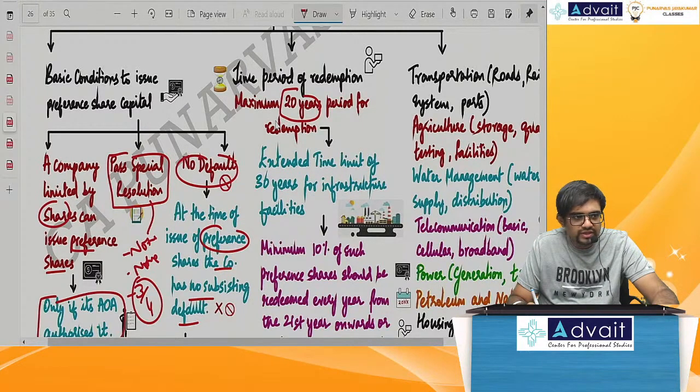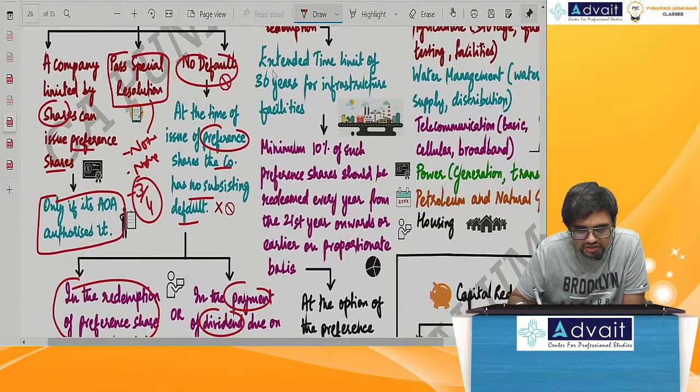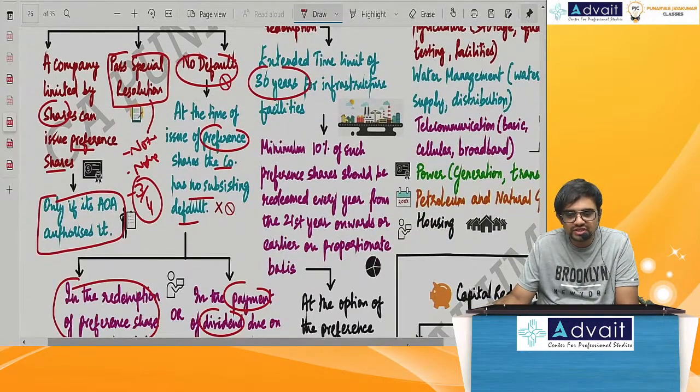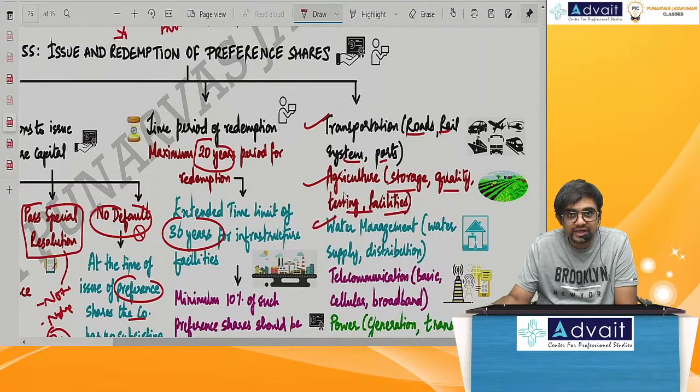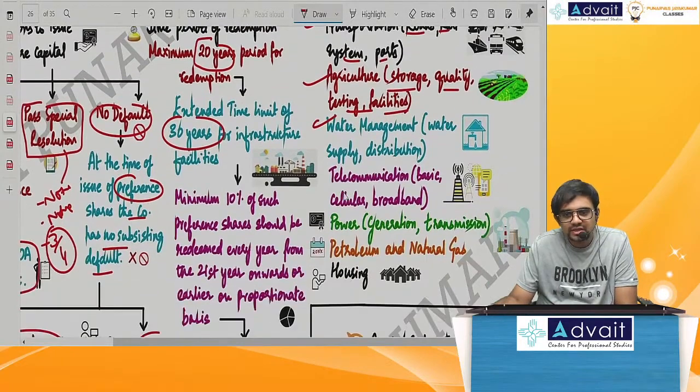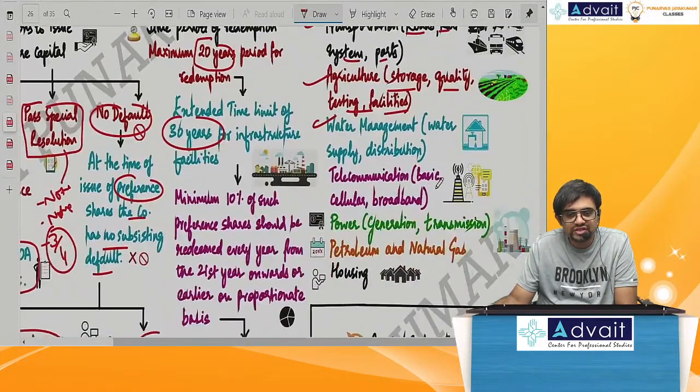But for infrastructure facilities, it can go up to 30 years. Sir, what do you mean by infrastructure companies? That is given here: transportation, road, rail system, port, agriculture storage, quality testing facility, water management, water supply, distribution, then telecommunication based on cellular, broadband, etc., power generation, petroleum, natural gas, housing. These are called infrastructure projects.